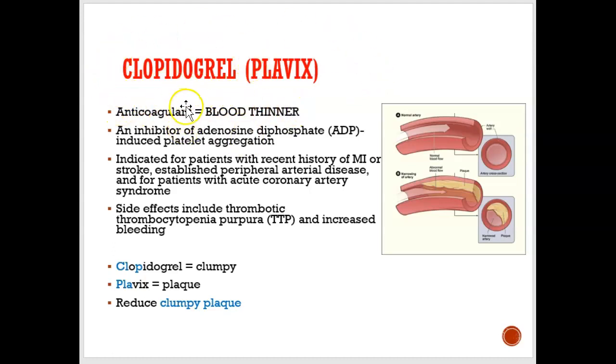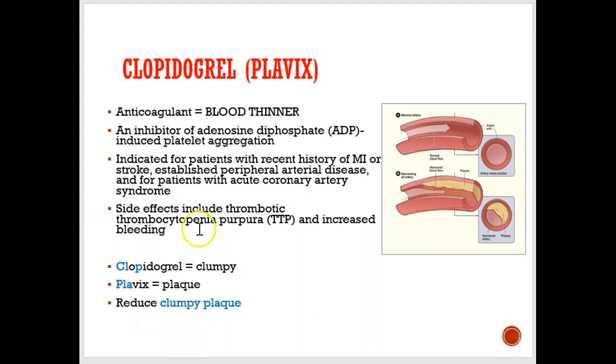It's another anticoagulant. And what it does is, if we have lots of plaque in our blood vessel, it's hard for the blood to flow. So the doctors will prescribe a blood thinner so that the blood gets thin and it can easily flow through the blood vessels.